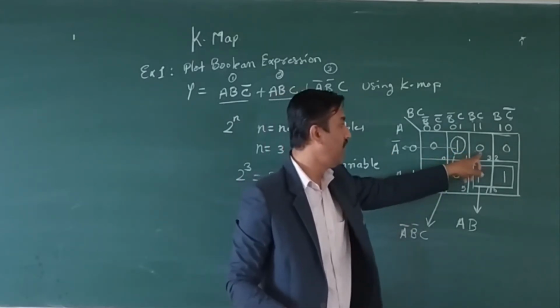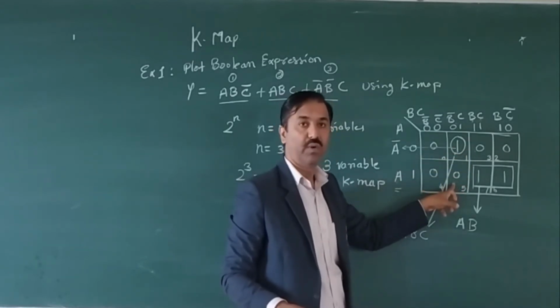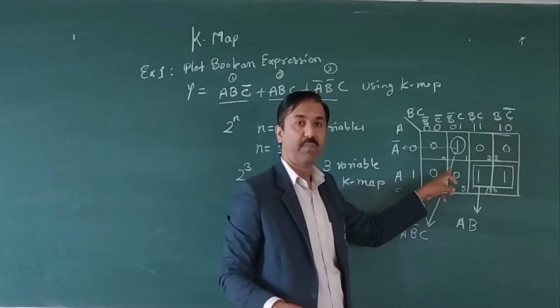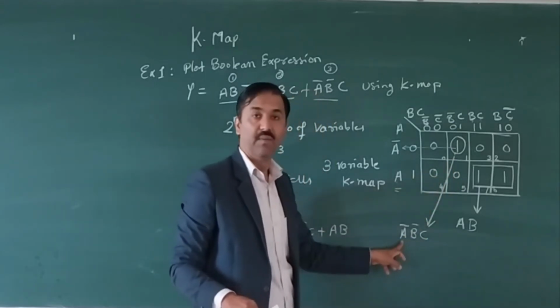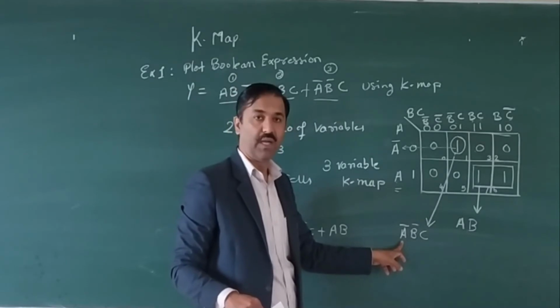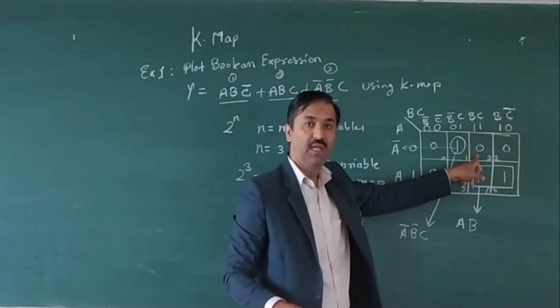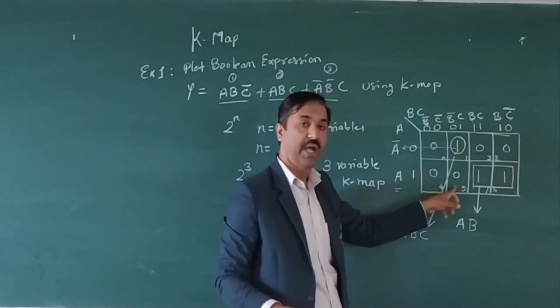If there had been any one in either of these 3 cells, I would have grouped that one along with it, paired it, and found the simplified expression for that particular pairing. But in this case, I won't find any ones present in either of the adjacent cells.